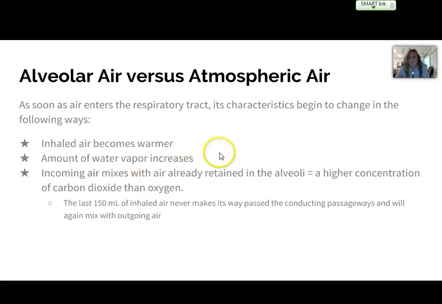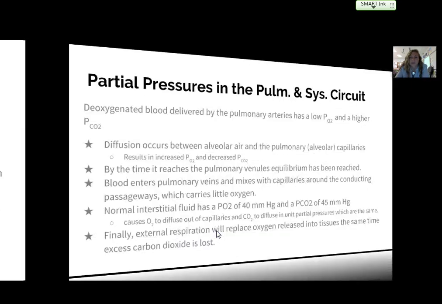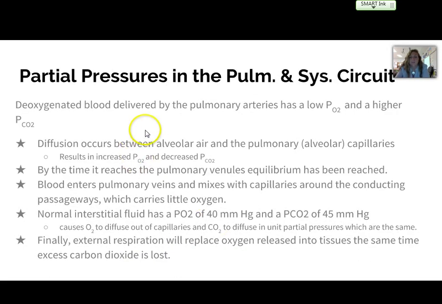Now, as soon as air enters the respiratory tract, its characteristics begin to change. So we see some differences in alveolar air versus atmospheric air. It's going to become warmer, water vapor is going to increase, and incoming air is going to mix with air already retained in the alveoli, so there's a higher concentration of carbon dioxide than oxygen. The last 150 milliliters of inhaled air never makes its way past the conducting passageways and will mix with outgoing air.